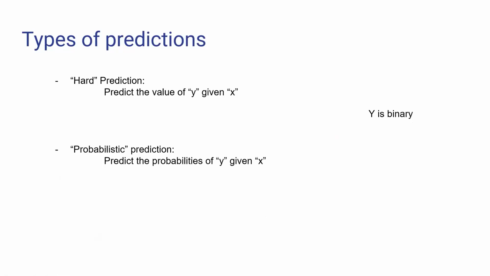You always have two types of predictions. One is a hard prediction, wherein you predict the value of y, which is your target variable, nothing but your binary classes, given the data set x. Another is probabilistic prediction, wherein you take the probability of y given the data set x.